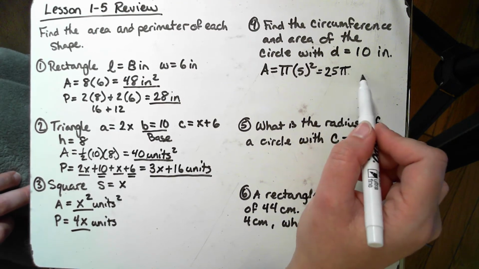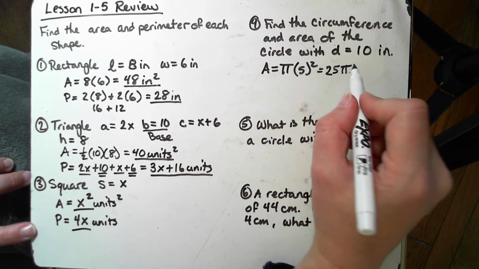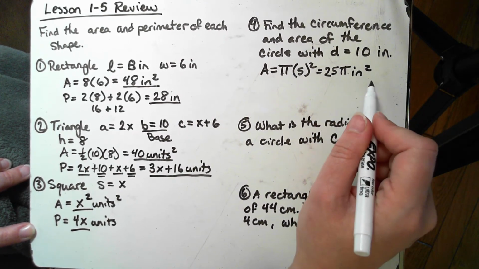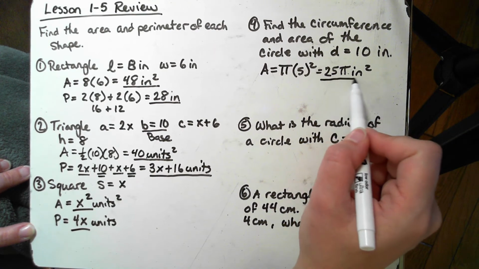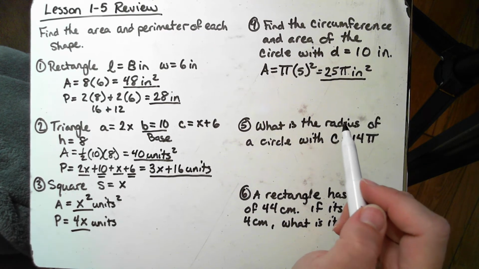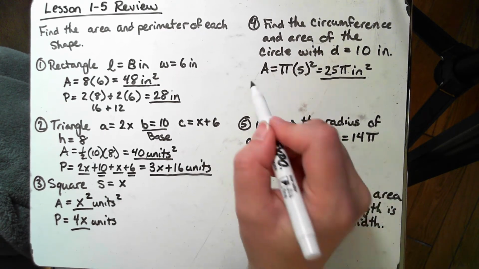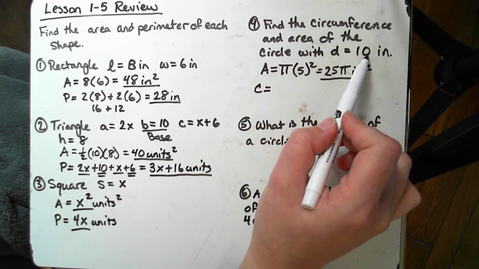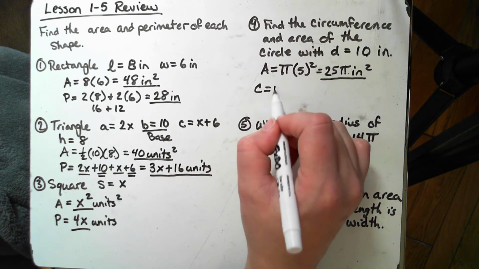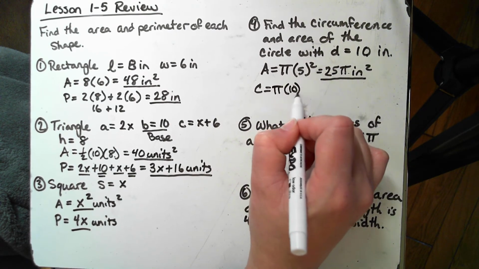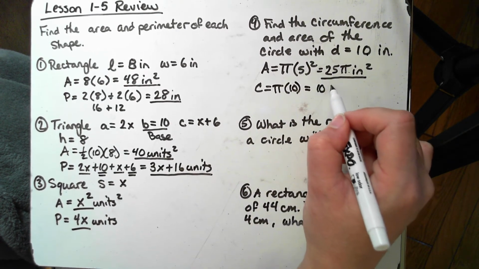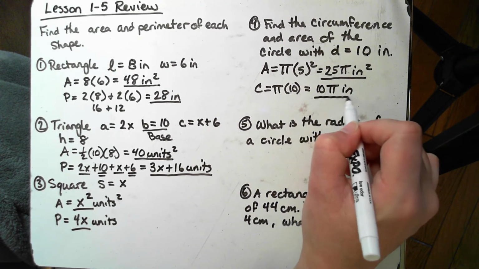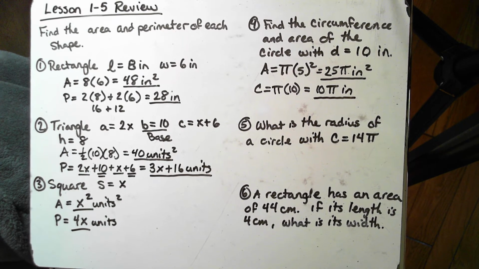Now, if they had asked you for a decimal number or given you instructions for rounding, you could then put this into a calculator and get the area as a decimal number. I'm going to leave it in terms of pi. Next, they wanted the circumference. So I can just do pi times the diameter. So it's pi times 10, which is 10 pi. Generally, the pi comes last when you write this. So it's 10 pi inches.